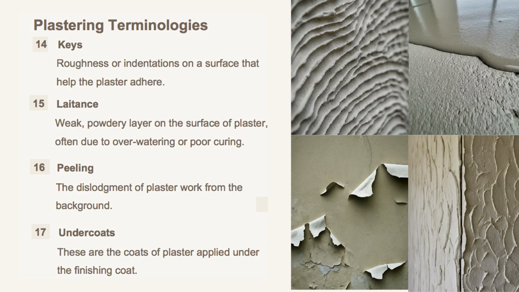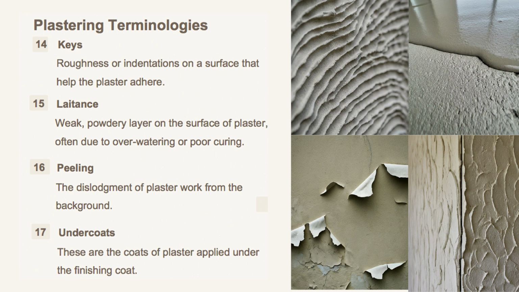Then the keys. These are like little anchors, wall openings or rough spots that help the plaster grip onto the surface. Laitance. When concrete or mortar gets trowelled too much, it forms a thin layer on top called laitance. It needs to be removed before plastering.